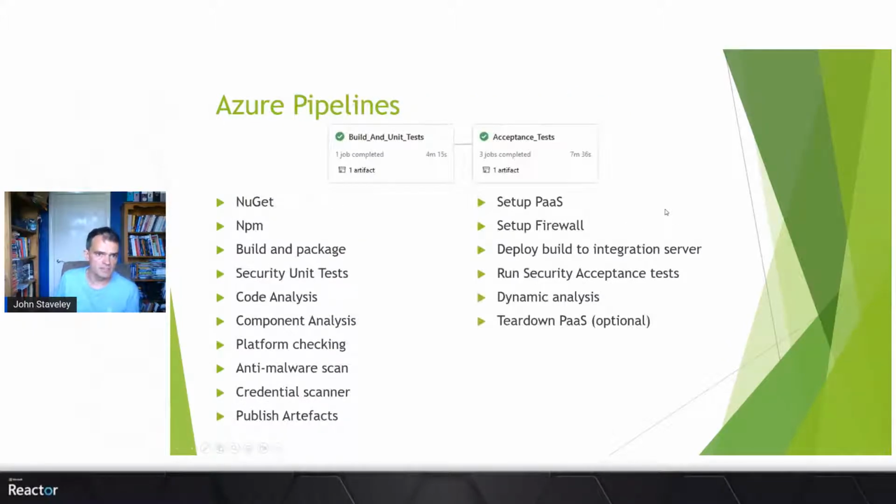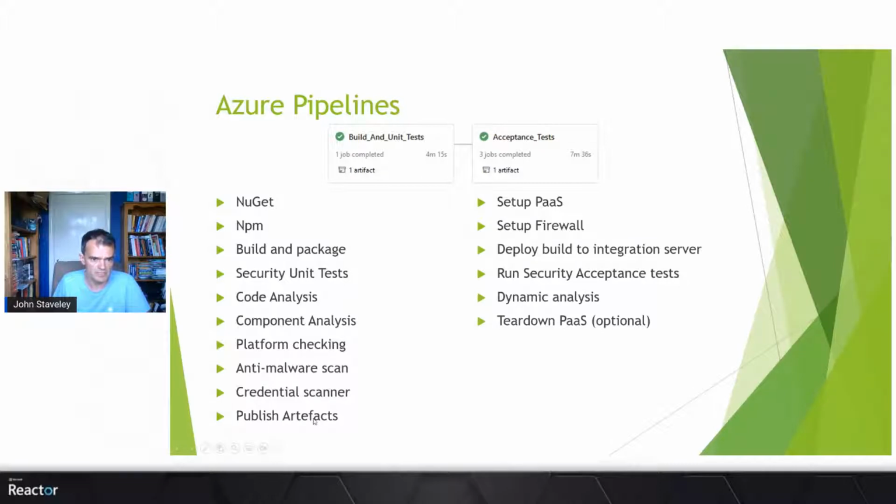Okay, so Azure Pipelines is broadly broken down into these steps here. So we have security unit tests, code analysis, static analysis, component analysis, what NuGet packages you're using and whether there's any known vulnerabilities in them. It checks the platform, the Azure template that we're using, to make sure you're using secure defaults, and then lots of other checks which we'll be going into later on.